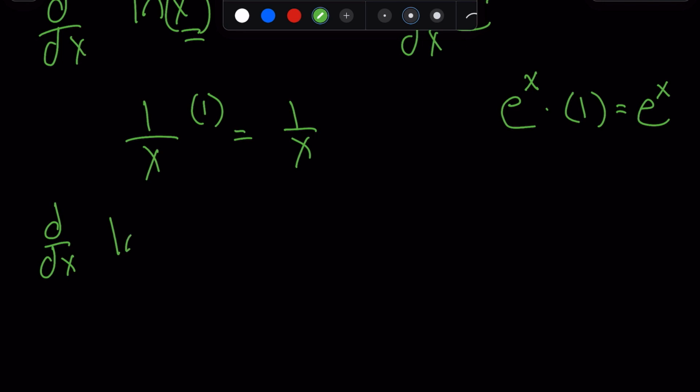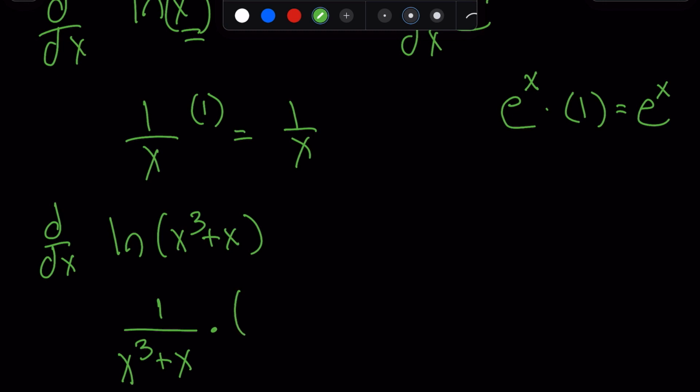What if I had something like ln of x cubed plus x? Now this derivative will be 1 over the stuff that's in the middle, x cubed plus x. But we need to multiply times the derivative of the inside. And that's not just 1 anymore. It's 3x squared plus 1.